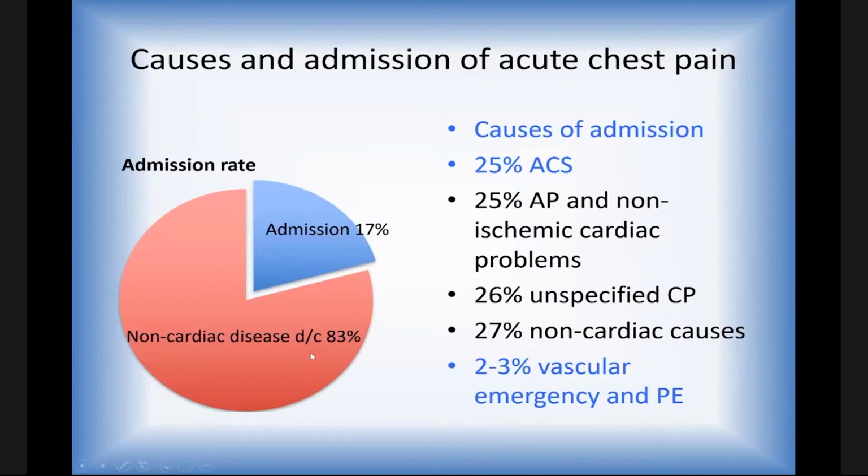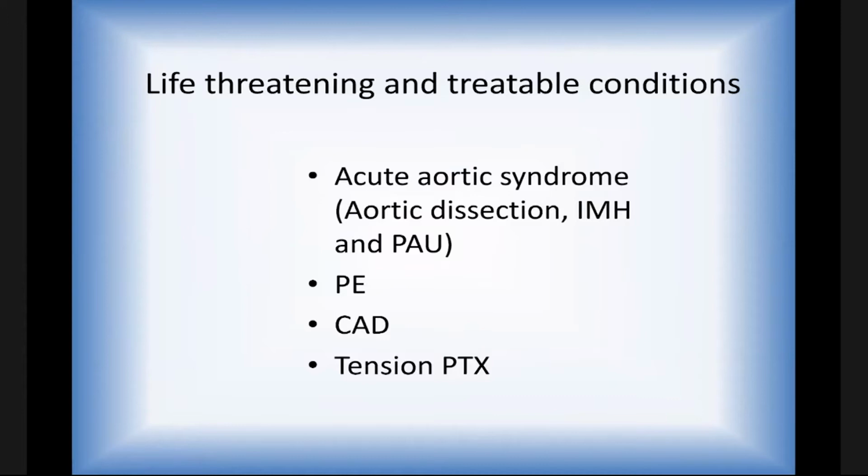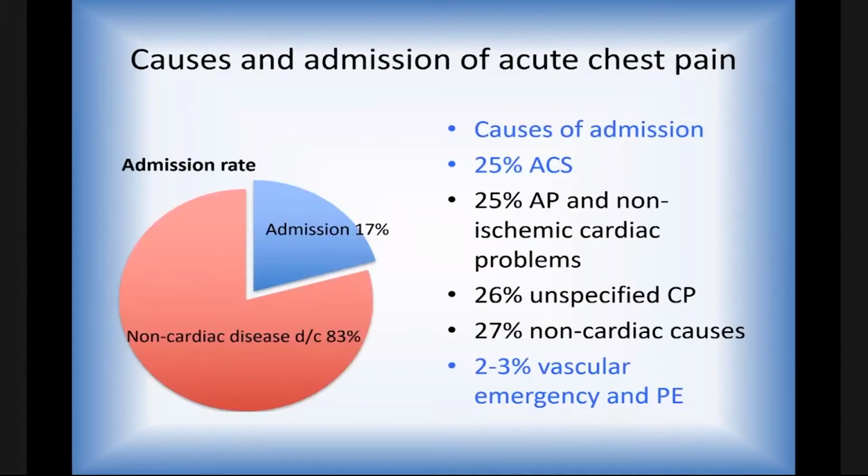Most of the patients, up to 83%, are not admitted, and only 17% will be admitted to the hospital. Of the 17%, a quarter will be acute coronary syndrome, and another quarter will be angina pectoris and non-ischemic cardiac problems. Another quarter will be unspecific chest pain, and the last quarter will be non-cardiac causes. Only 2 to 3% will be vascular emergencies, such as acute aortic syndrome and pulmonary embolus.